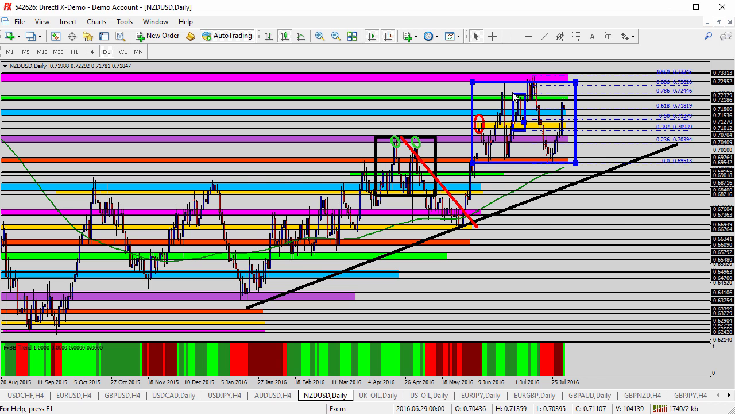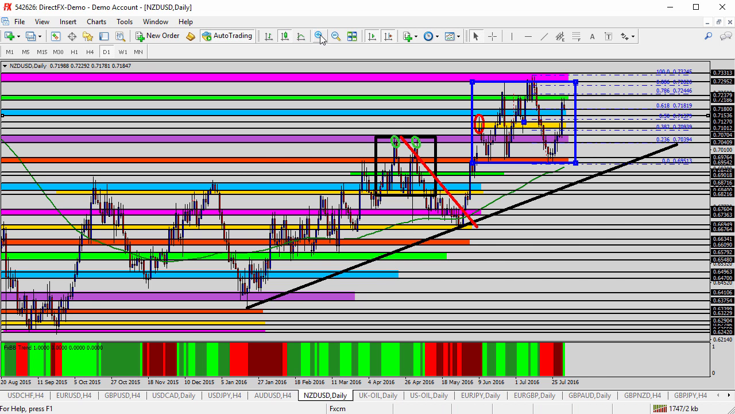Let me take this one off, this little blue box here, if I can get it selected here for us. Take this one off. So the big blue box that you see here on the chart, we've been bouncing around in there for the past several days. Support at the orange zone, resistance towards the green and the pink shaded area at the top of that blue box. So very interesting there for the New Zealand dollar.